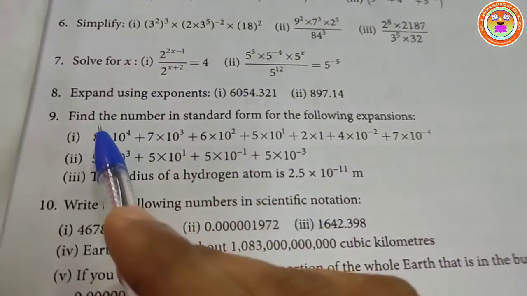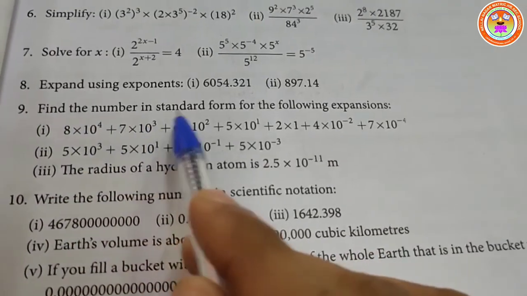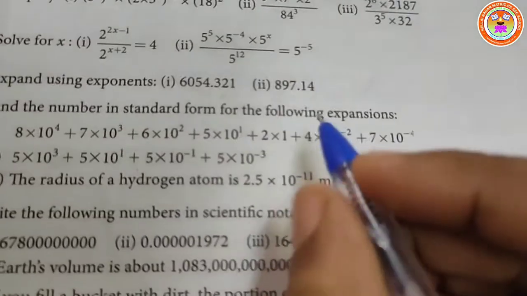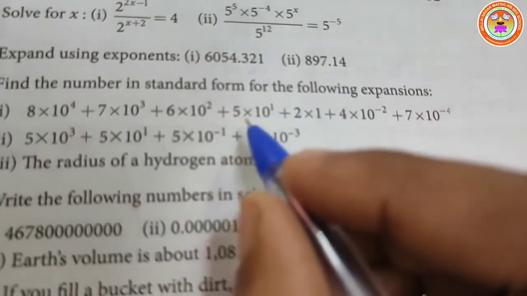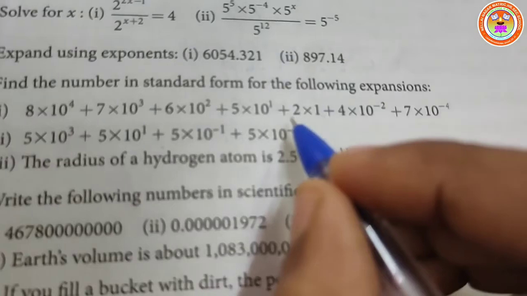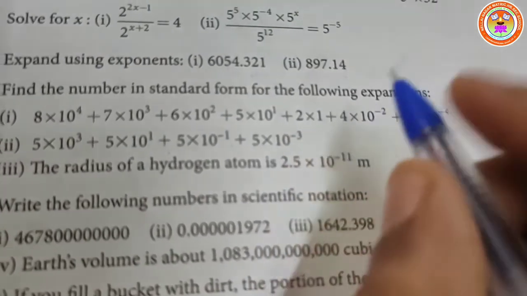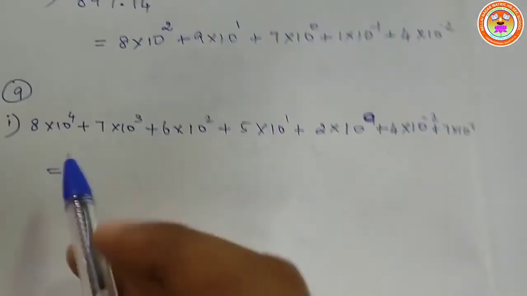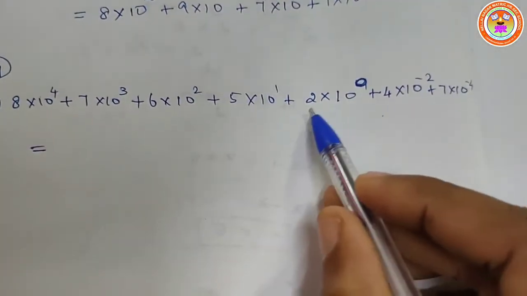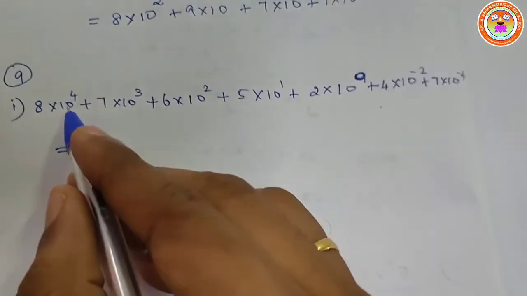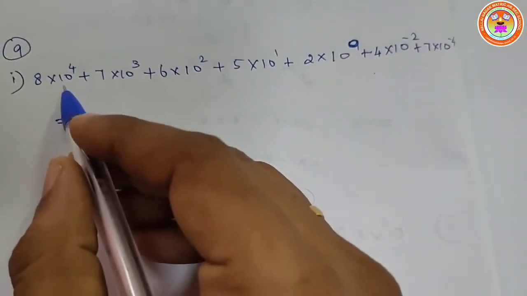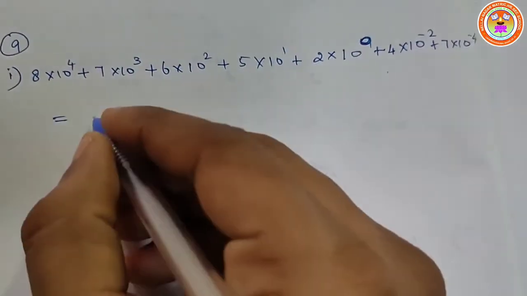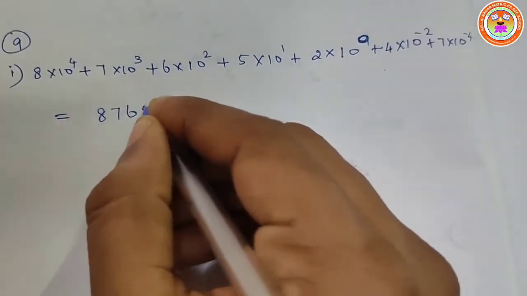Now we will move on to the next sum. Find the number in standard form of the following expansion. The expansion is given. In this expansion you might have noted down 5 into 10 power 1 plus 2 into 10 power 0. Look at here, I have written the question here, 2 into 10 power 0 you have to write. So here it is 8 into 10 power 4. Check the order: 4, 3, 2, 1, 0. So you can write 8 7 6 5 2.